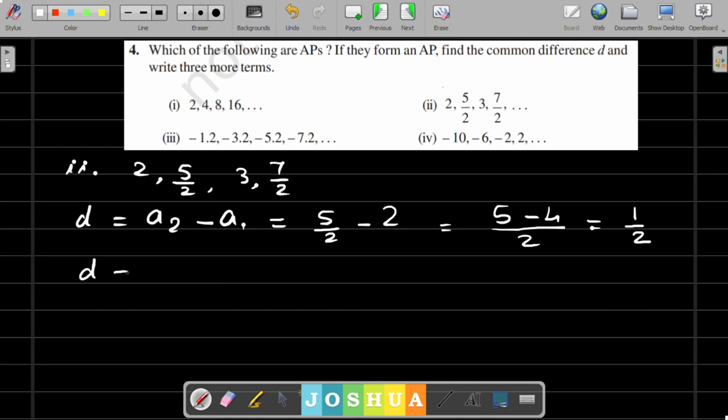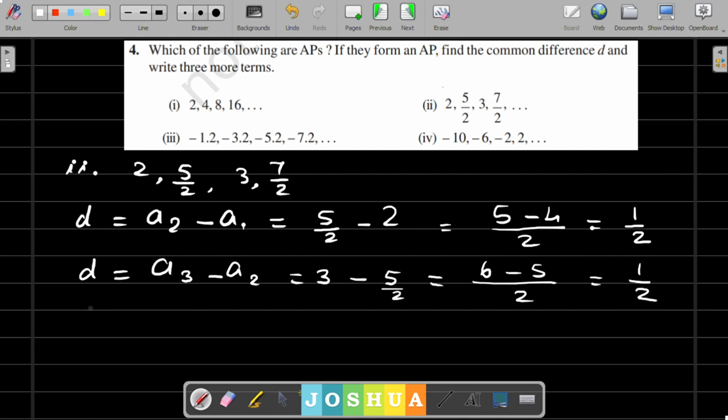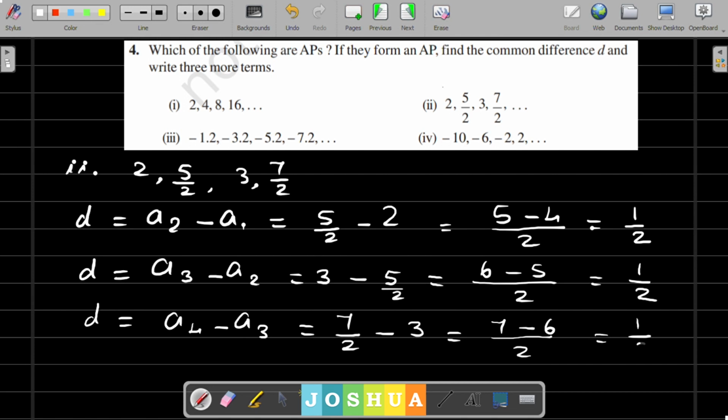Now again I'm going to find the next difference, that is the third term minus the second term. The third term is 3, the second term is 5 upon 2, and keep denominator 2 common. 3 2s are 6 minus 5, again the difference is 1 by 2. Now the last difference we are going to find, that is D equal to A4 minus A3. A4 is 7 upon 2, the third term is 3, take common denominator 2, 3 2s are 6, therefore the difference is 1 by 2. Here the difference is the same, therefore the given series forms an AP.